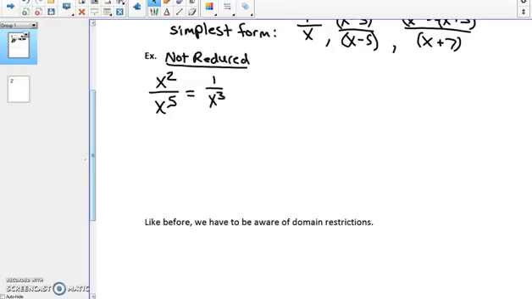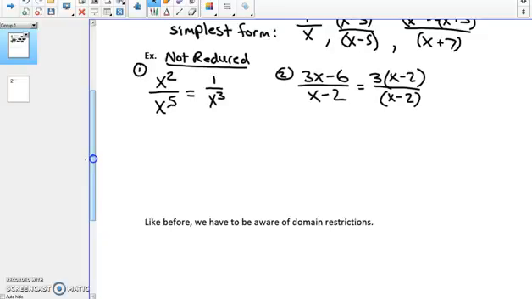Let's look at another one. We'll call that example 1. This I'll call example 2. Let's say you've got 3x minus 6 and you're dividing that by x minus 2. Well, the thing we're going to want to do here is look to factor. And in this function, we can factor on top. So I'm going to pull out a 3 and make it 3 times x minus 2. And we're going to divide that whole thing by the bottom, which is also x minus 2.